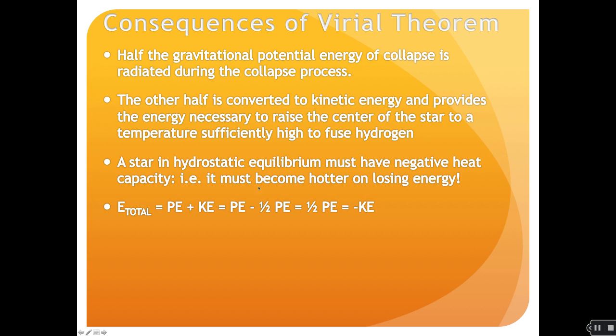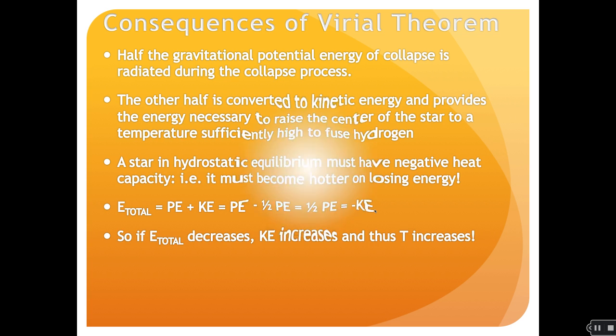So let's just consider this. We've got a total energy, which is the potential energy plus the kinetic energy, but the kinetic energy is negative half of the potential energy. So basically, by losing energy, the star gets hotter. Isn't that fun? And that's all we can talk about the Virial Theorem for now. We'll come back to it when we study how stars form again in Star Formation Part 2.